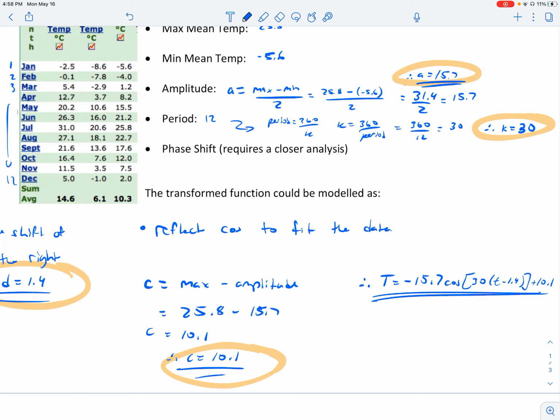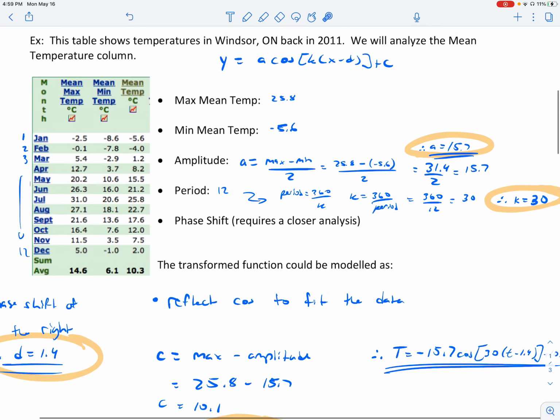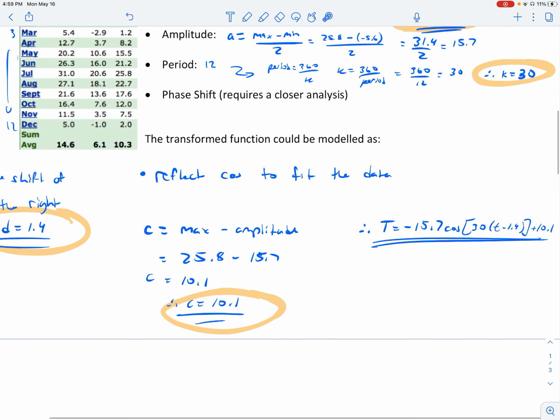So let's say you didn't think about using cosine. You didn't really catch the whole minimum that happened at the beginning with this data. Or maybe you realize that it happened at month 1. So what's the point of using cosine? We might as well just shift sine, and that's totally fine. That equation would look like this instead.